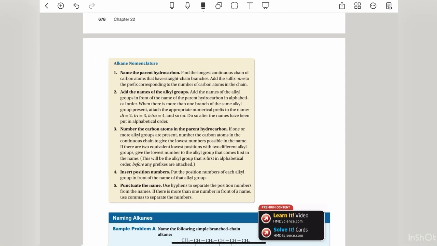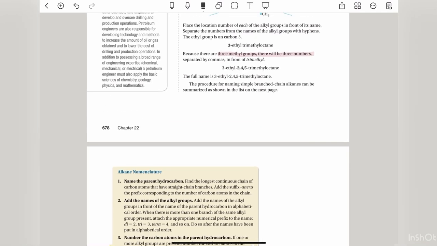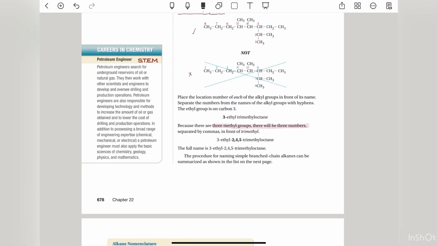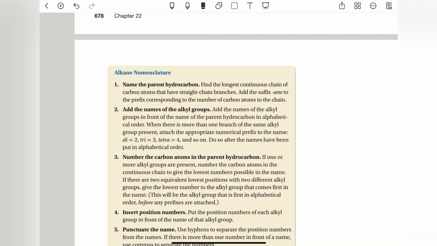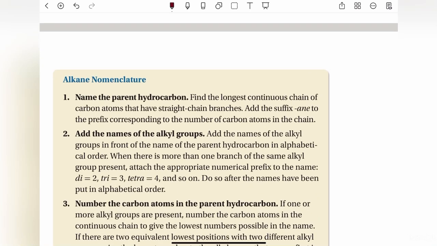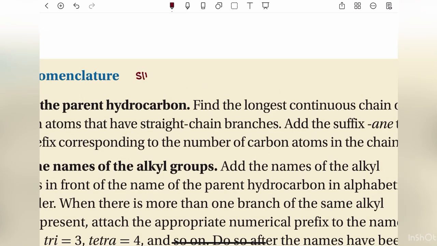Now let's look at the alkane nomenclature that we just used to find the name for this compound. Now this can be used generally only when we're dealing with simple branched chain alkanes.